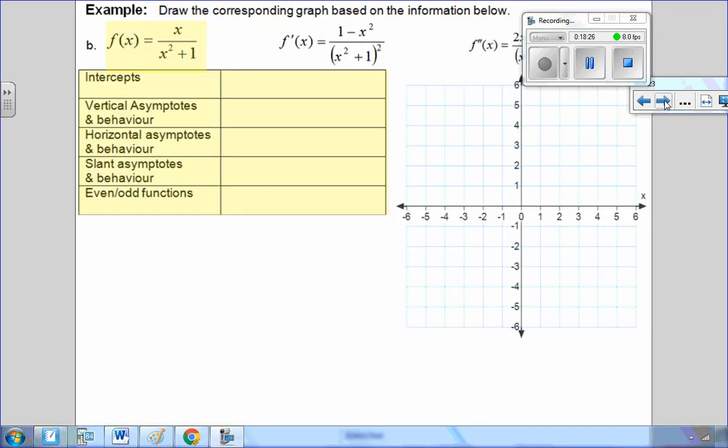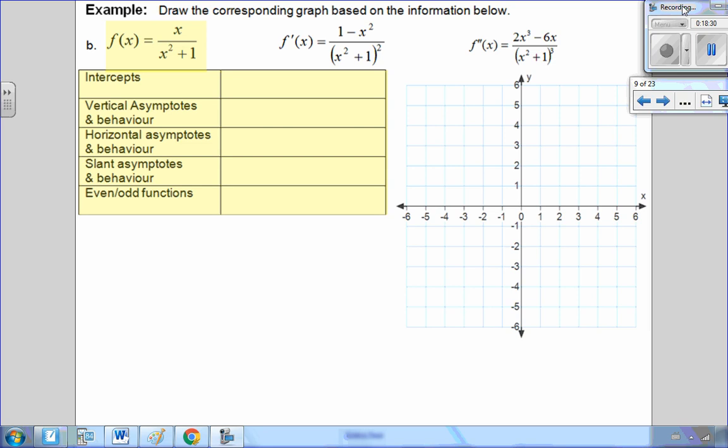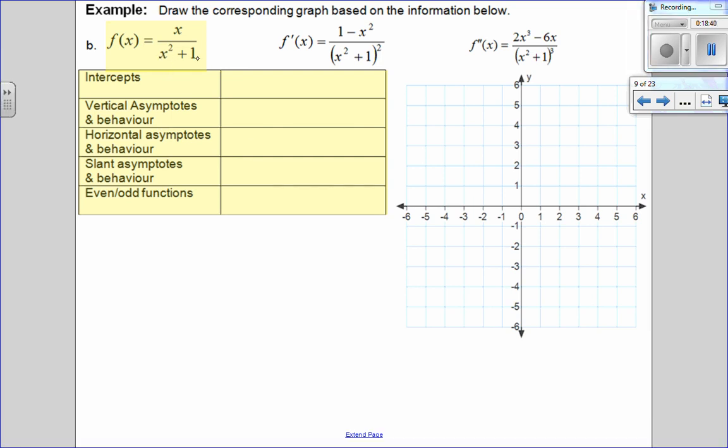Okay, let's look at a second example here. So again, we're going to follow all of those steps again. So starting with my base function, we're going to find the intercepts, the asymptotes, and is it even or odd. So looking at this, I have x squared plus 1 in the denominator, which means x is an element of the reals, meaning there is no restrictions, so there are no vertical asymptotes.